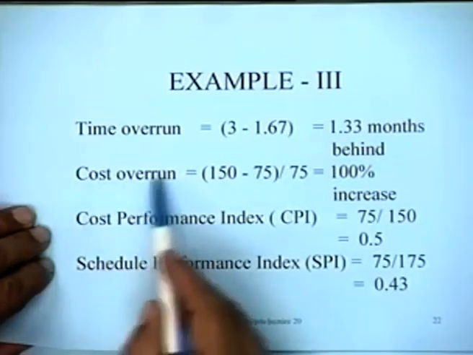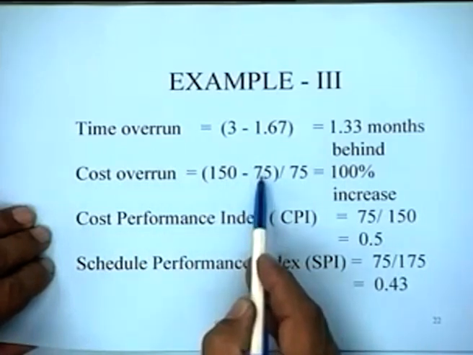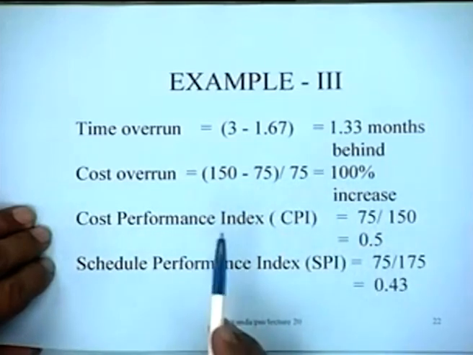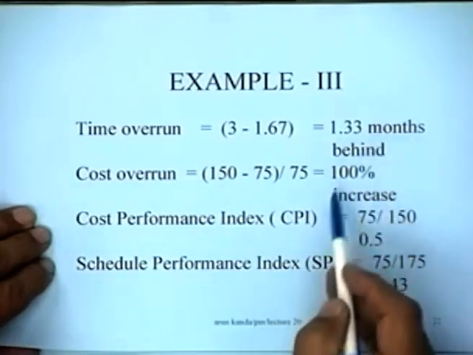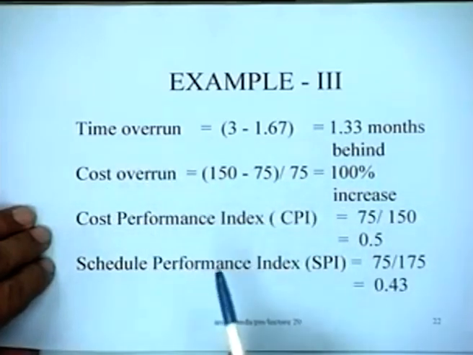And the cost overrun: 150,000 is the cost, 75,000 is the value of work completed, and so there is a 100% increase in cost. So we are in a very bad situation both with regard to the time overrun and the cost overrun.